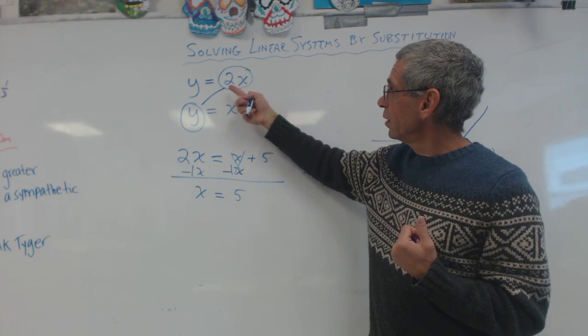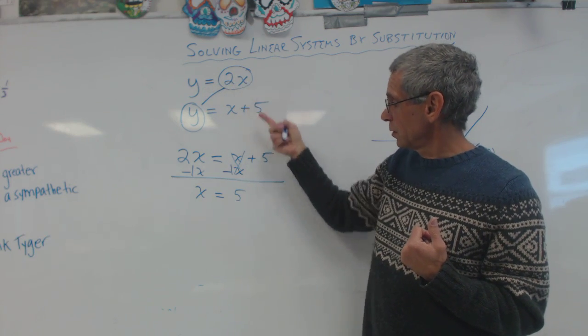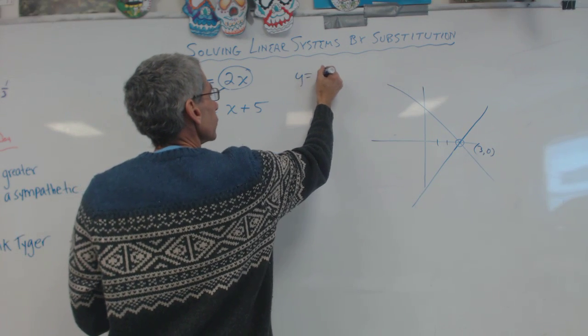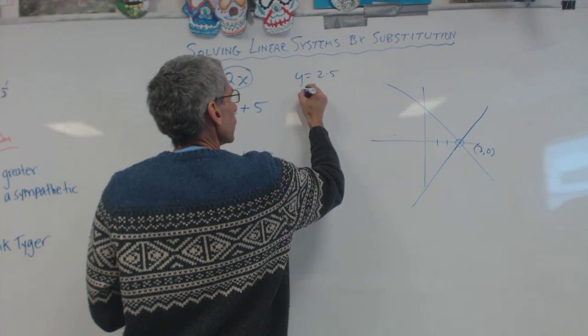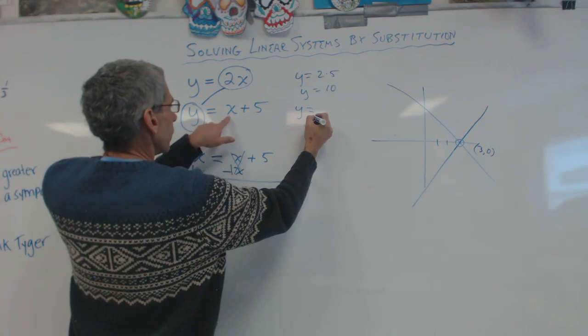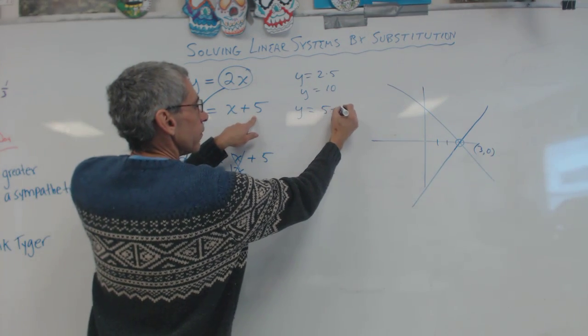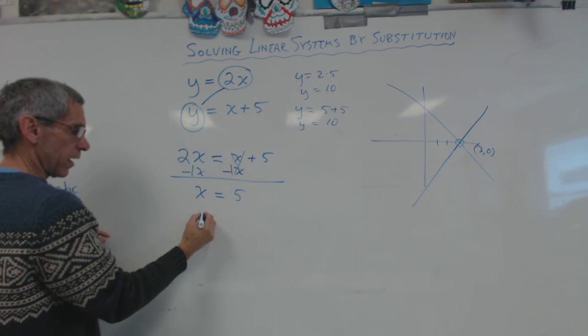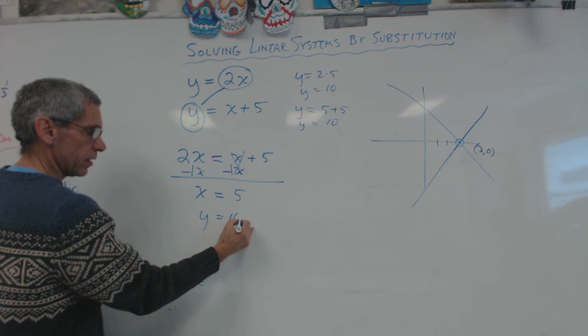It doesn't matter. Whichever one you want. I could try this one. Y is equal to 2 times 5, which means y is equal to 10. Or I could have used this one. Y is equal to 5 plus 5, y is equal to 10.